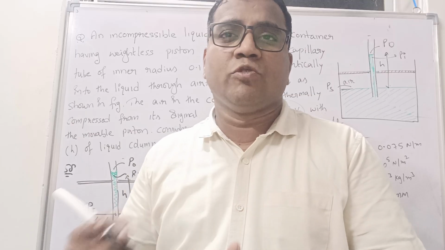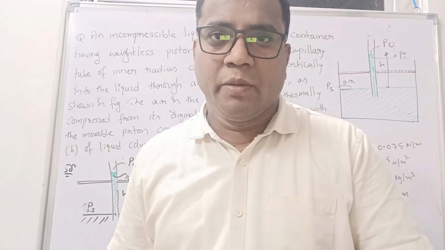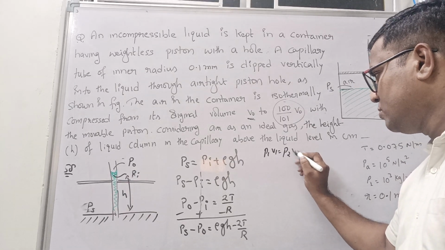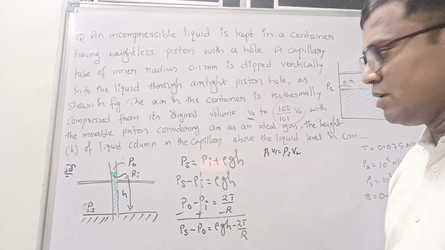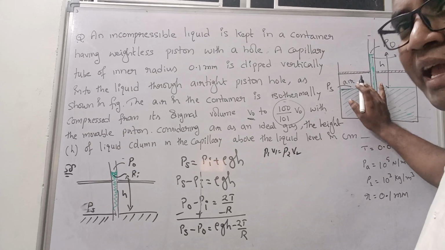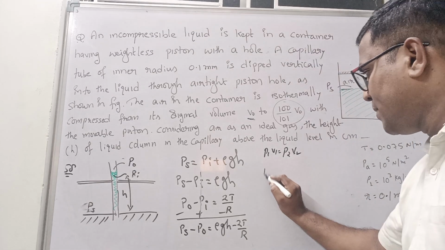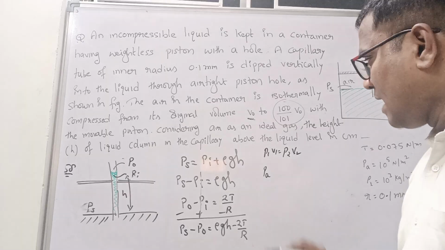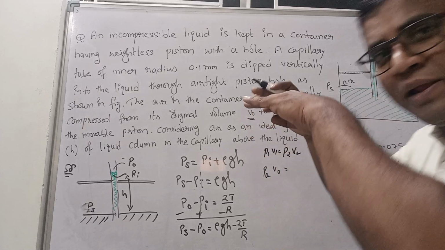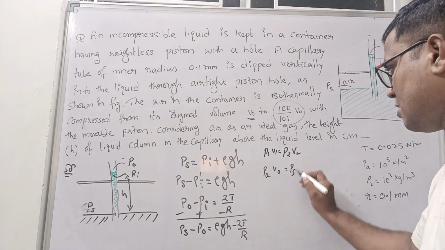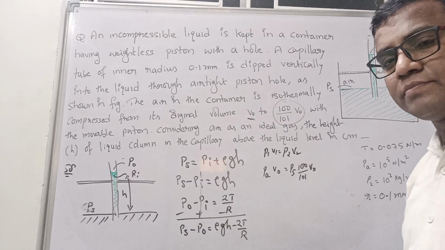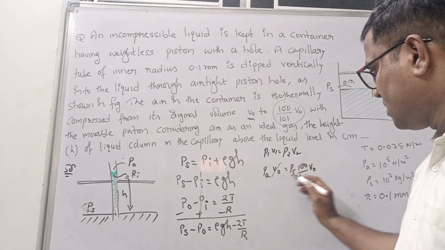So P1 V1 is equal to P2 V2. I will apply this. Clear? So initially what is given? Initially normal air is there, correct? So I will write PA. And V1 is given as V0, which is equal to P2, the final pressure. So we are applying some pressure, that's why it is PS. So V2 becomes 100 by 101 V0. Clear? And this side V0, this side V0 get cancelled.